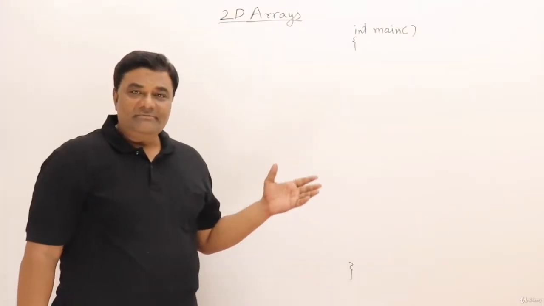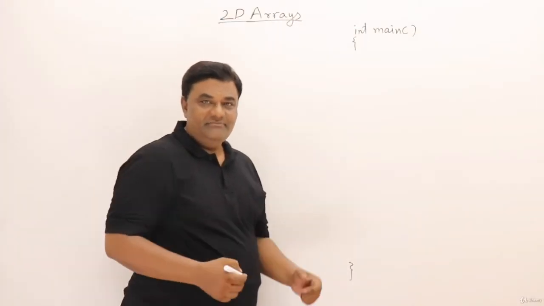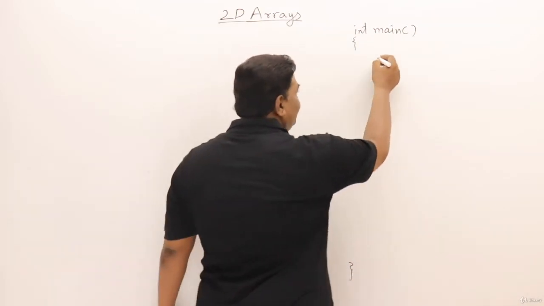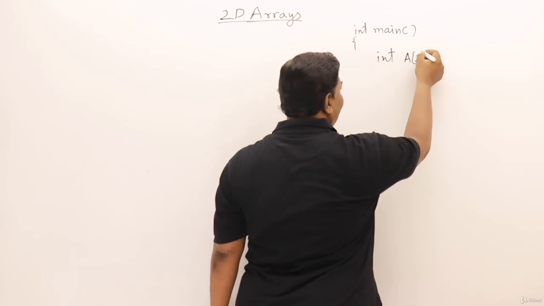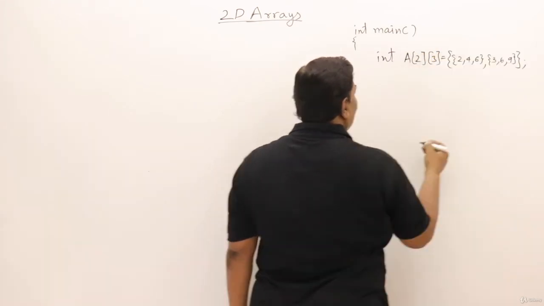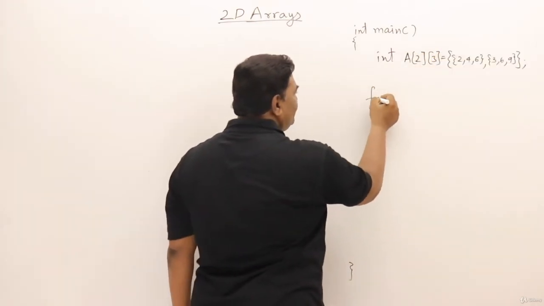I will declare a two-dimensional array and display all the elements from that two-dimensional array. So here is a program. I will declare an integer array only. Mostly I am taking integer type arrays only. Now I will display this using two for loops.